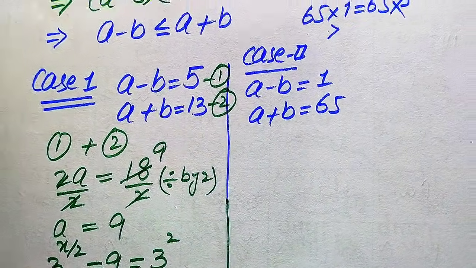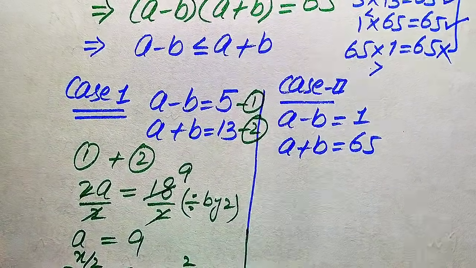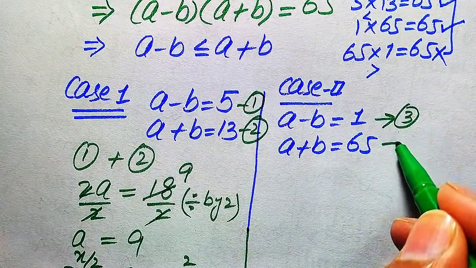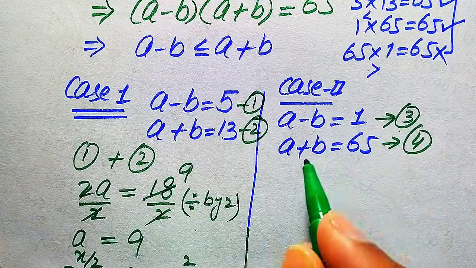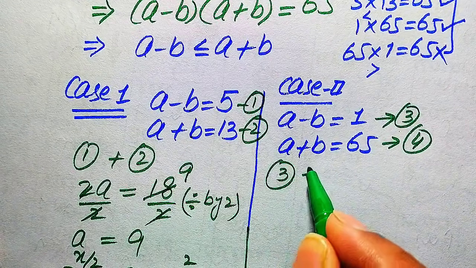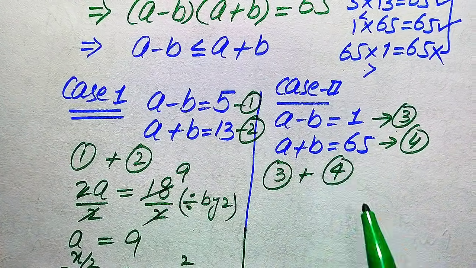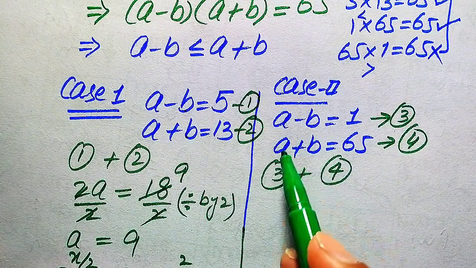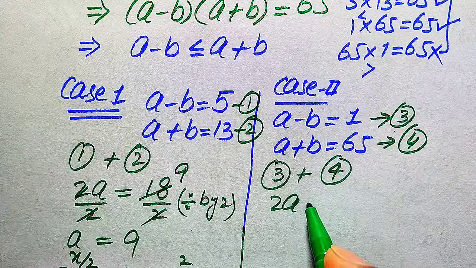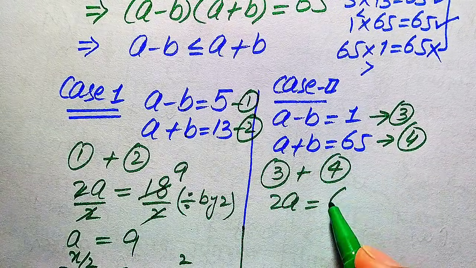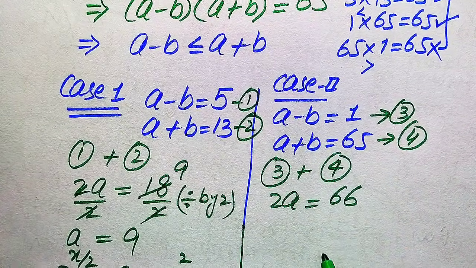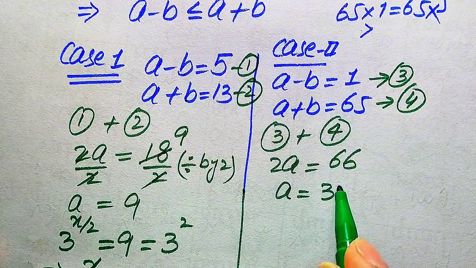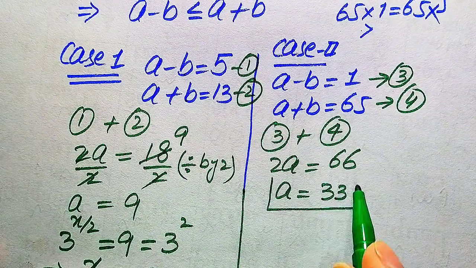And now for the second root we need to solve the second case, and in this case we call this equation number 3 and this equation number 4. So we again add equation number 3 and equation number 4. Here the negative and positive terms cancel out each other, and a plus a becomes 2a, and 1 plus 65 becomes 66. So from here we get the value of a equals 33 after dividing by 2.